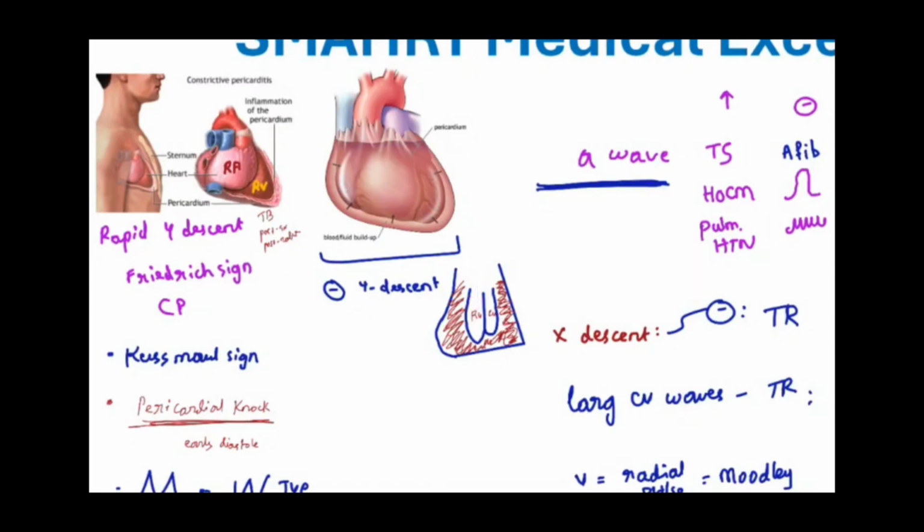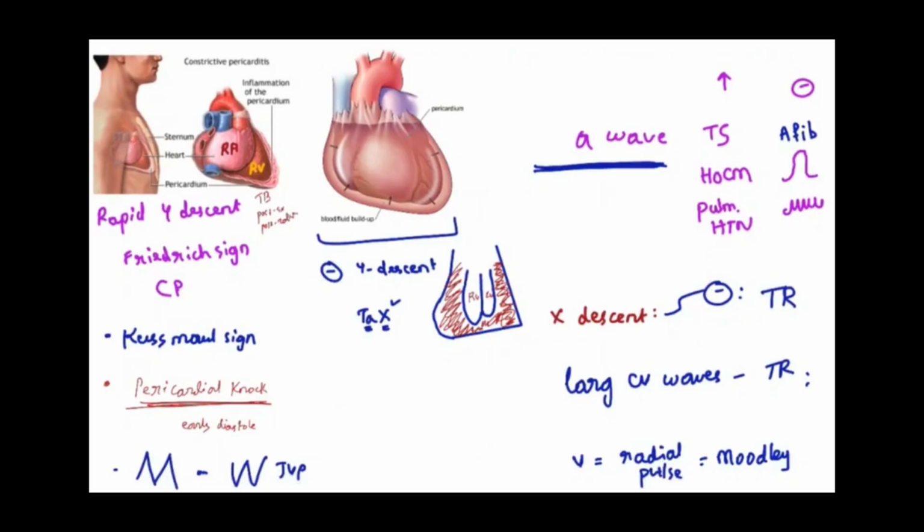With respect to JVP, since Y is absent, what will be more prominent? X descent will be more prominent. No need to remember, but if you want to, there is a mnemonic: TAX. In tamponade, X will be more prominent. That is the mnemonic for this. But let's complete the other important points of cardiac tamponade.